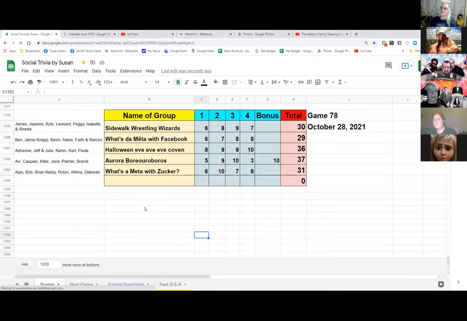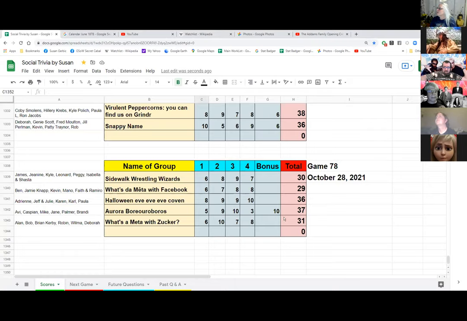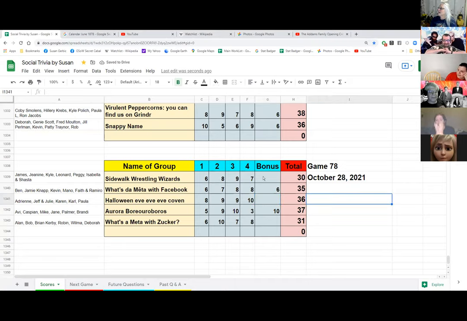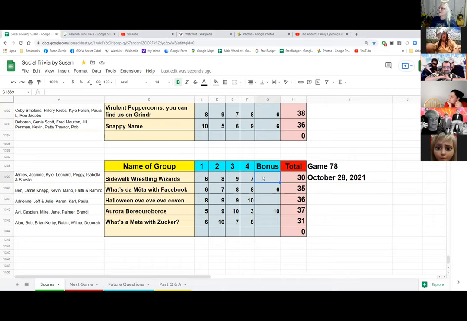Played to 100 points. Okay. Keyframe had 100 points. My goodness. What the heck were we thinking? Nobody gets any points. We win. What about the Meta with Facebook? 3. Oh, no. 6. No, we got 6. Did you get 6? 6. Yeah. Who said 3? A liar. Underminer. Okay, here we go. Someone who's not Wrestling Wizards. 10. Ooh. Yay.